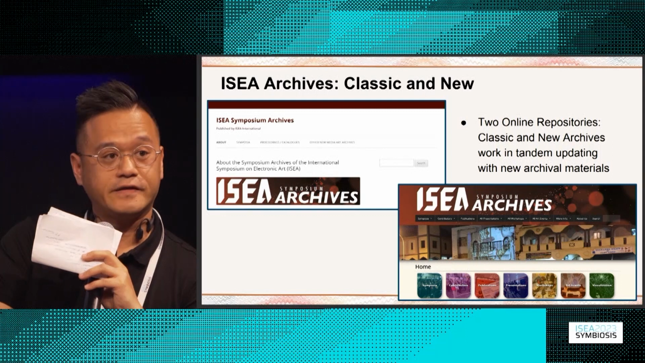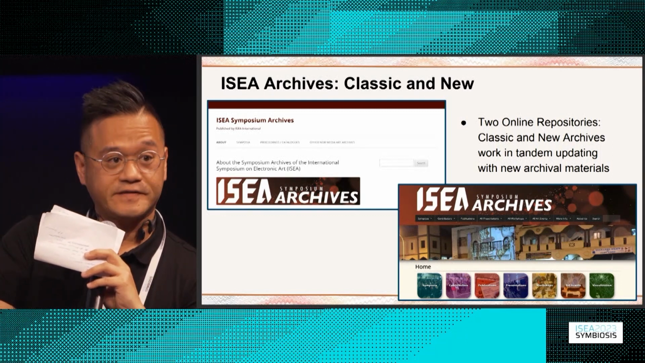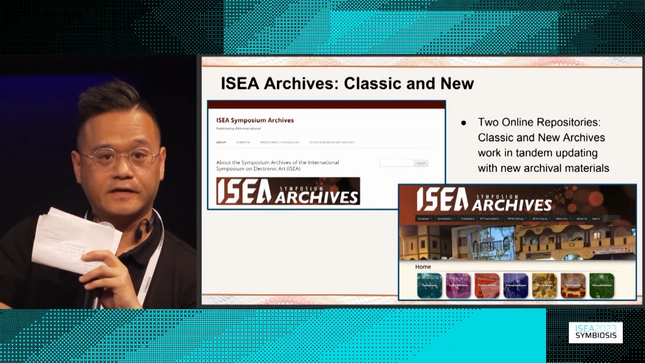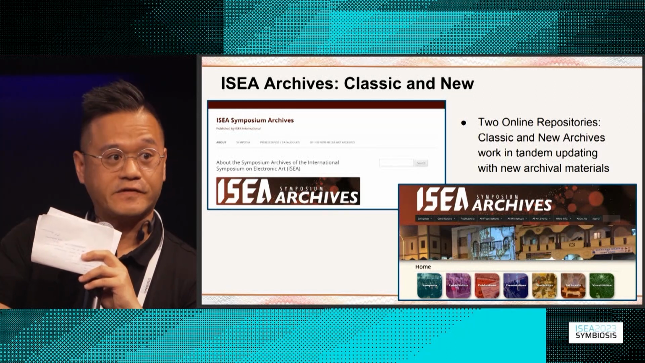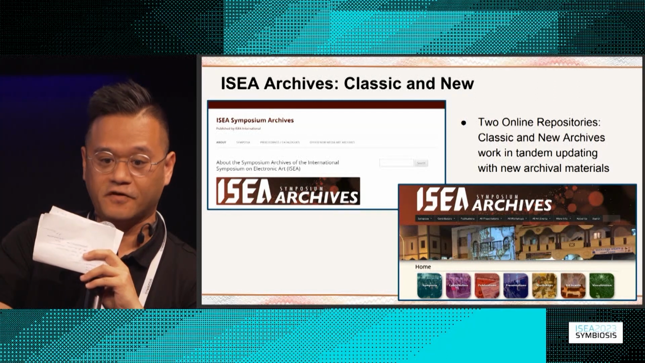Currently we have two online repositories. One is the classic and the other one is the new archive. We are in the process of migrating data from the classic to the new archive. At the same time, we are updating all the new content. So for this year, we will be updating all the ICEA 2023 Paris content to both archives.